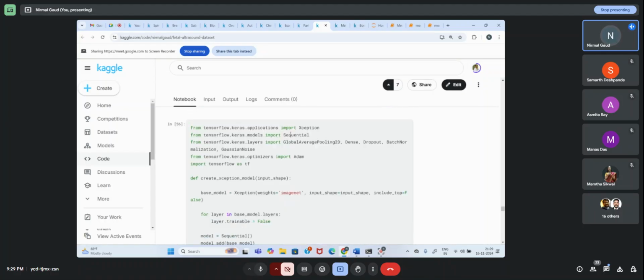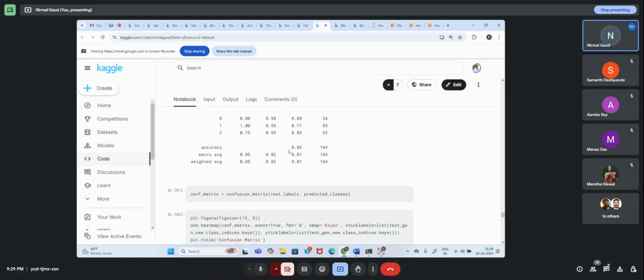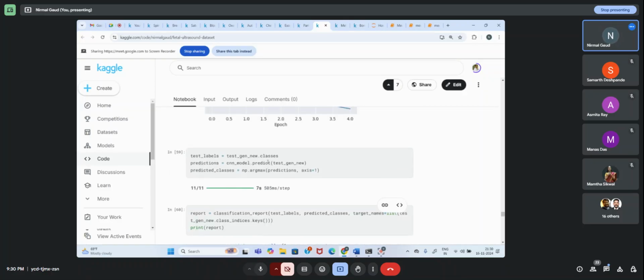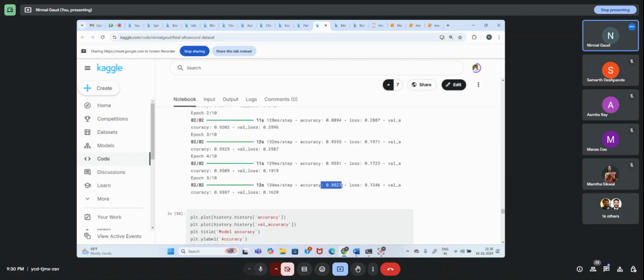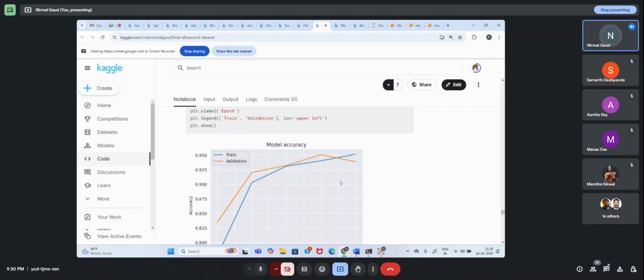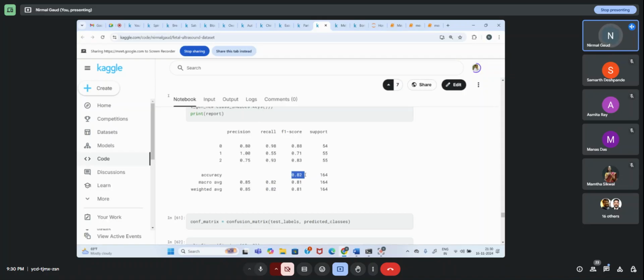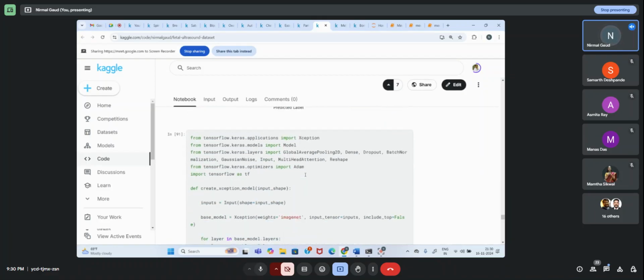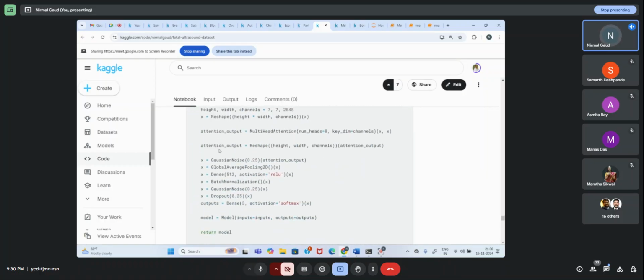Okay, here then Xception, same architecture, 82%. What is the training accuracy with Xception? It is 95 again. So overfitting improved a little. We reached 82. 95 training, 82 testing. Overfitting is still there, but we improved from Inception. Then, Xception with attention.